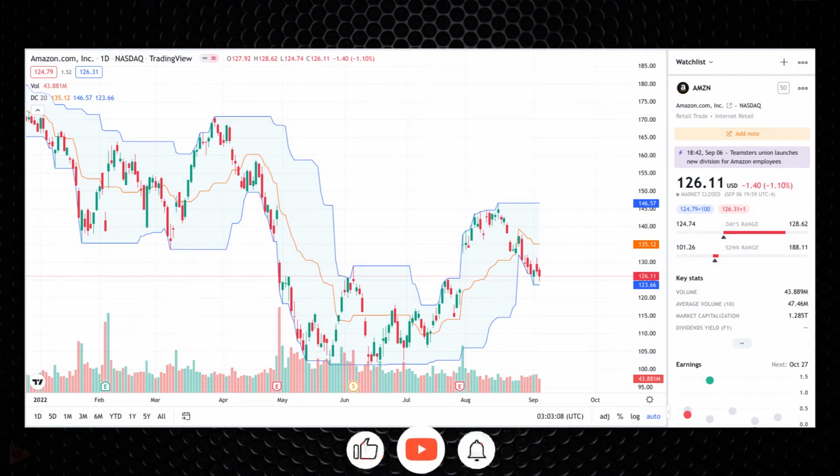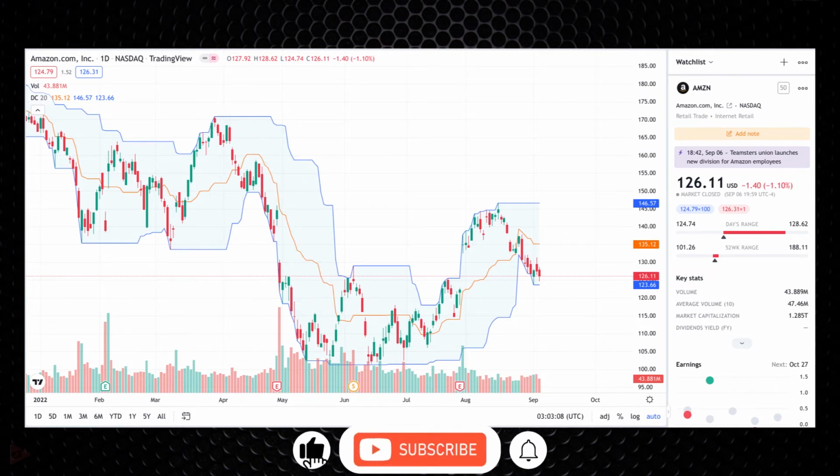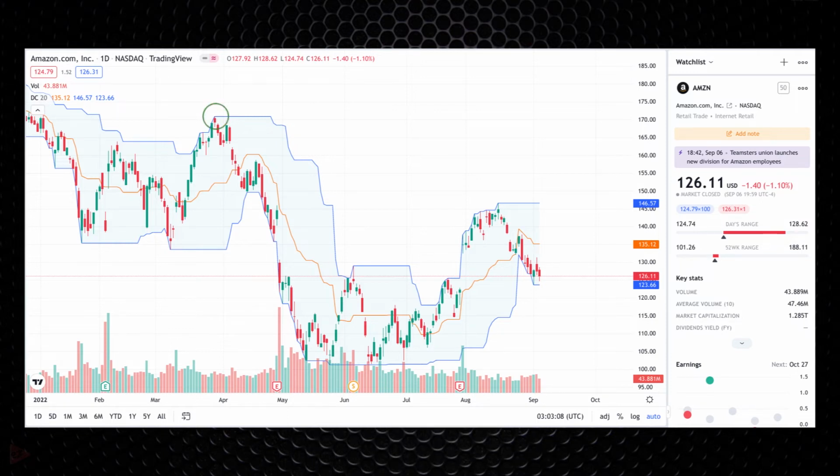So how do you use this? A trader gets a buy signal with the Donchian when the highest high over the past 4 weeks gets broken. In other words, you would get that signal exactly right here. Or conversely, you would get the signal to sell when you hit the lowest low of the past 4 weeks and it gets broken.